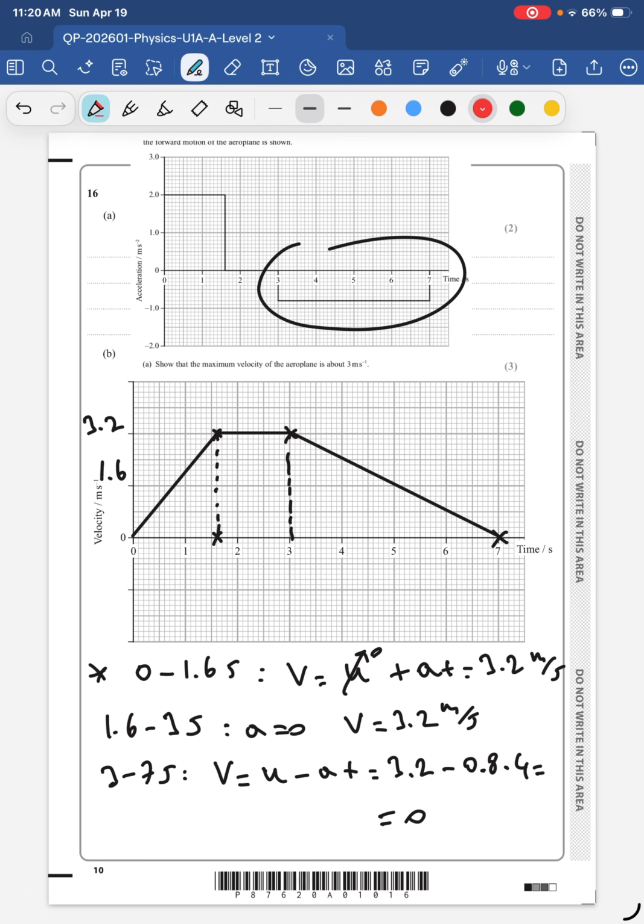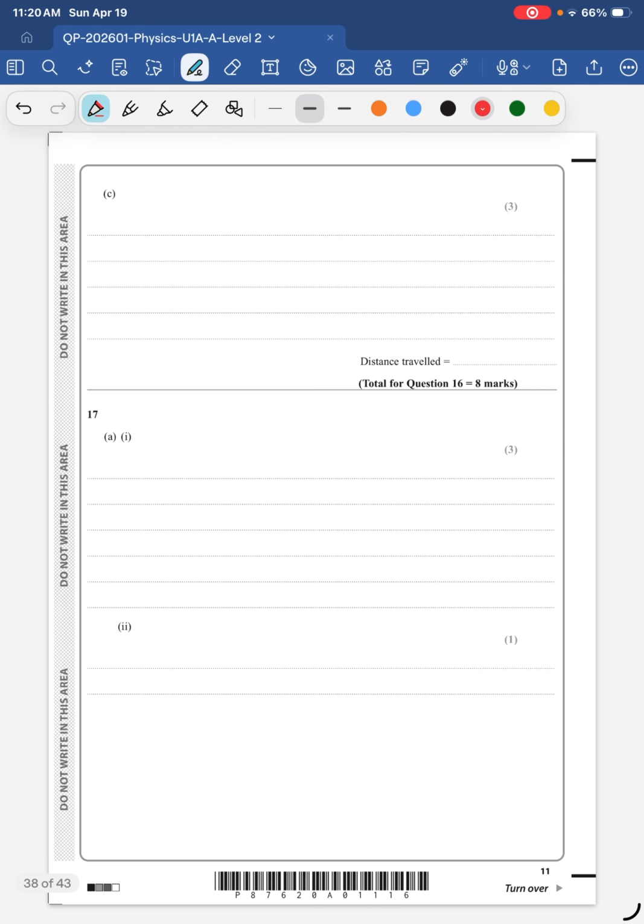So this area, okay, because it's a velocity-time graph, the area under the curve is the total distance traveled. So we're gonna solve this problem here. So S is the area under the curve.